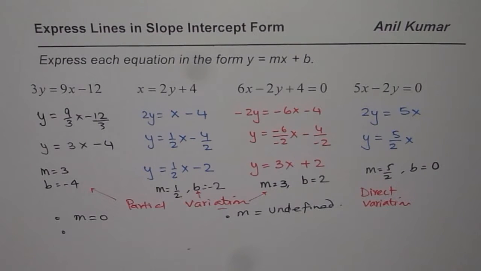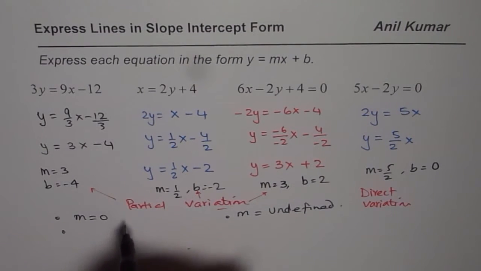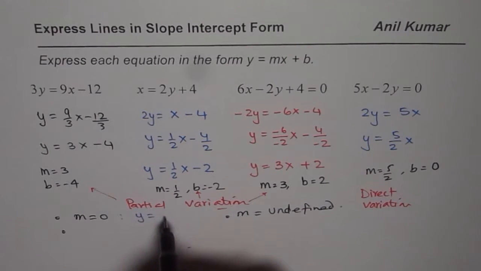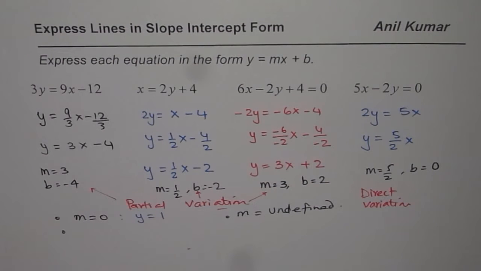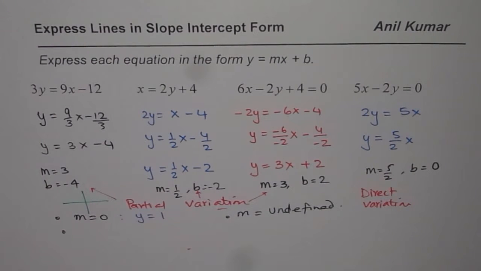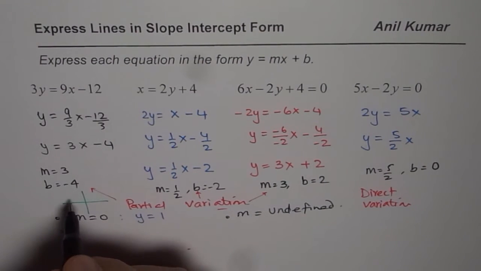Now to give you an example, here is my solution also. Since we are reviewing, slope is 0, that means a horizontal line. Equation will be y equals some constant value. For example, y equals 1. So that is going to be a horizontal line. Let me sketch here on the side. So a line which will be y equals 1 will be a horizontal line like this with y-intercept at 1.